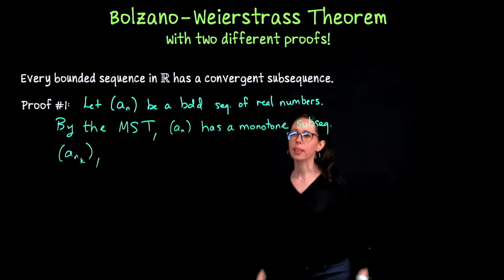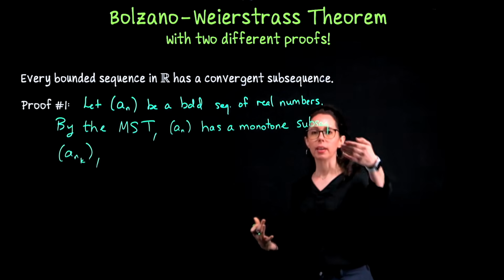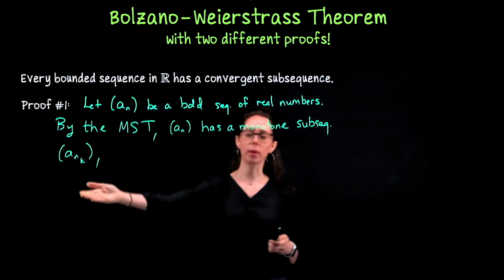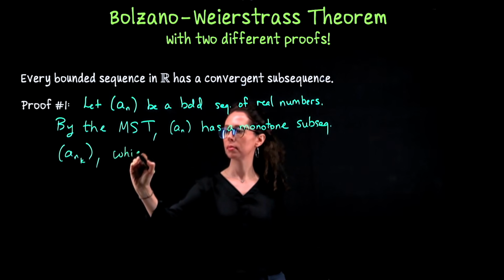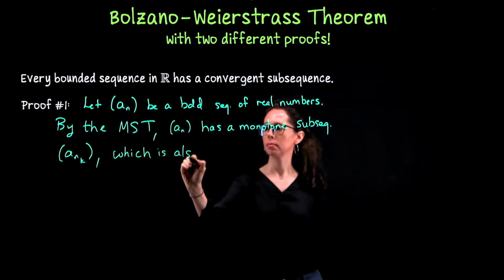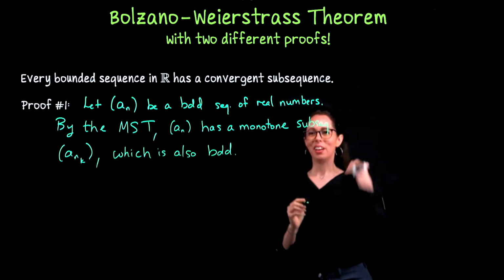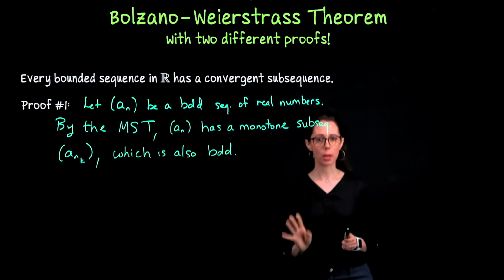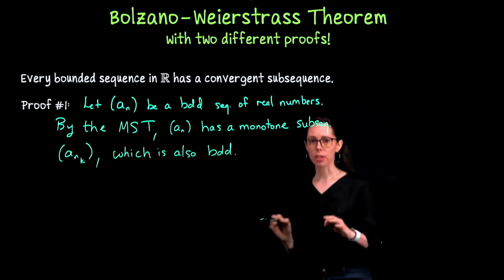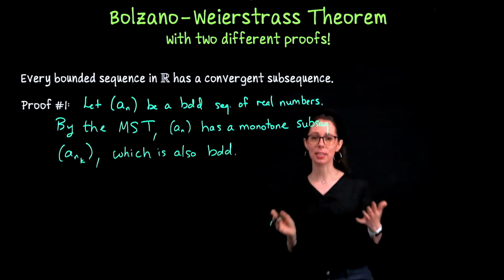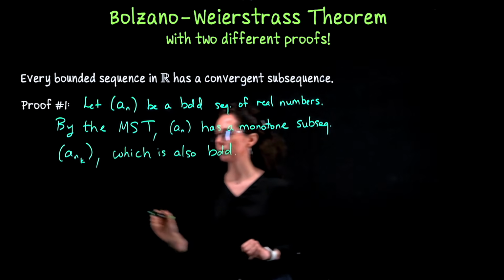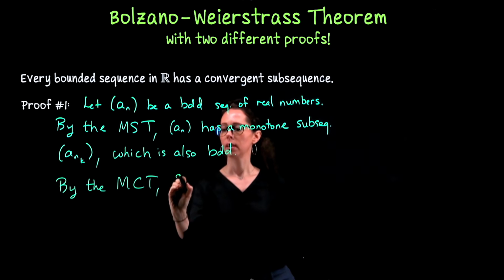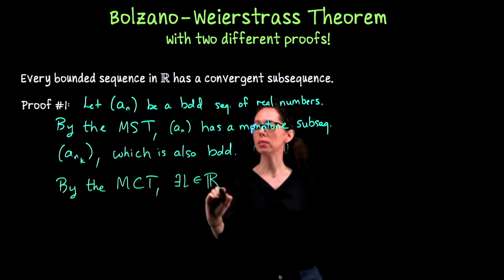And let me tack on to the sentence that this subsequence is also bounded because it is a subsequence of a bounded sequence. So any bound that applies to this sequence also applies to this one. Right. The adjectives monotone and bounded should always make your mind go to one place. When you are working with a monotone and bounded sequence of real numbers, the MCT applies. So that's the Monotone Convergence Theorem. So there exists a limit for the sequence because it is bounded and monotone.